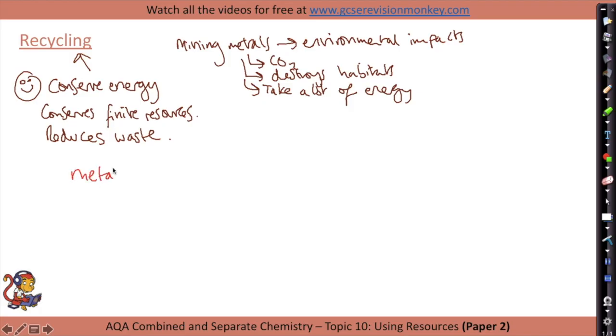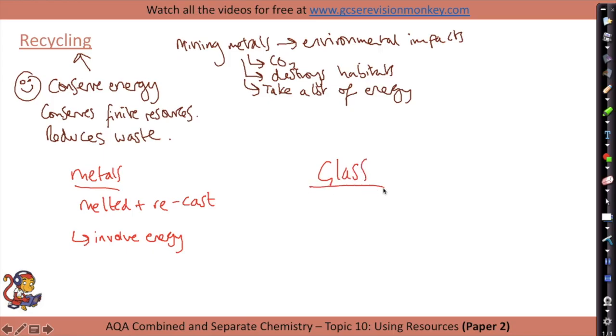So metals, quite simply, can be melted and recast, that means reshaped into a new product. Obviously the downside of this is that it does involve energy, because if you have to melt a metal, you're going to have to put in a lot of heat to get that metal to its melting point, so it does involve energy. However, in the long run, it's a lot less energy than is needed to mine and extract the metal in the first place. The other material that you need to be aware of is glass.